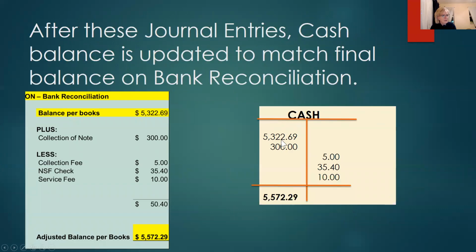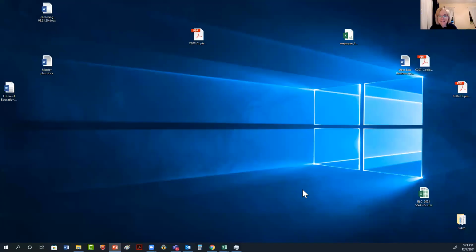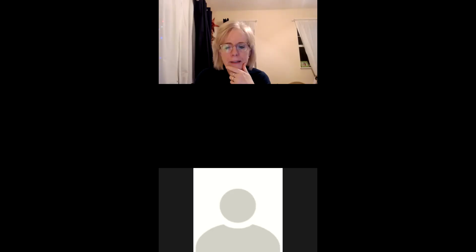Okay, so imagine this was your beginning balance here, 532269, added 300 for this transaction after we posted those journal entries, subtracted the 3 other transactions, and now we have a T account that is correct and reflects all the transactions in the bank statement. And that would work only if you did the bank reconciliation on December 1st before booking any other journal entries. Okay, so just to be clear there.